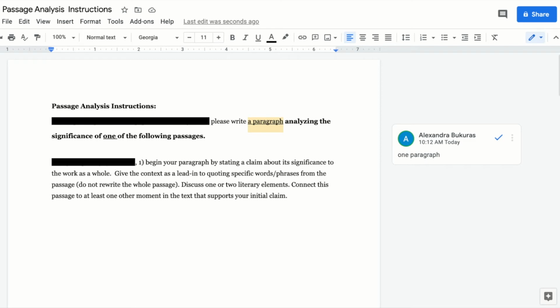Now this sentence has two things that I need to do. The first is to give some context, so I'm going to put a number 2 right here. And then it says I need to quote specific words or phrases. So that is going to be the third thing that I need to do.